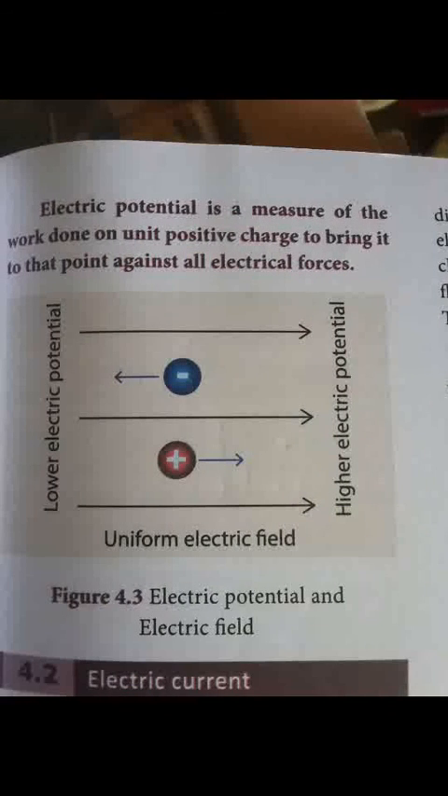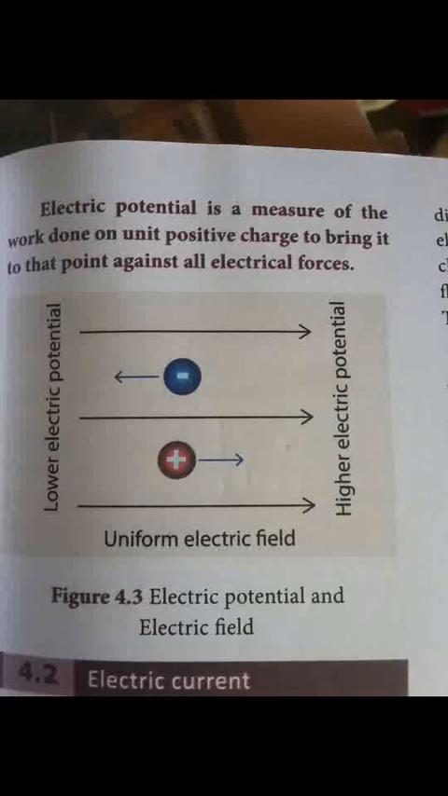If you see this, higher electric potential, lower electric potential, this is a uniform electric field. The positive side will have a higher electric potential. On the negative side, it will be lower electric potential. So what is electric potential now? It is the measure of work done on a unit positive charge to bring it to that point against all electric forces. To bring a positive charge to its place against all the electrical forces is called electric potential.